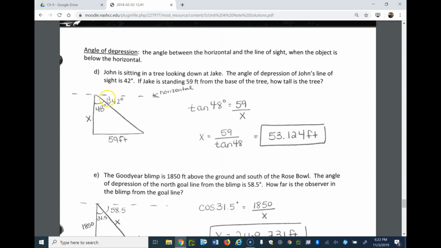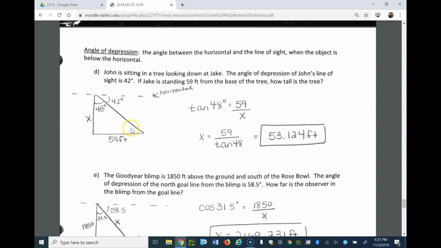Here's my 90-degree angle. To let you always know, anytime we're talking about angle of depression, this angle here will always be equal to this angle down here. Because this angle is 48, that's 90 degrees here, and that's 42 because they match. And they'll always be equal to each other, these opposite angles here.